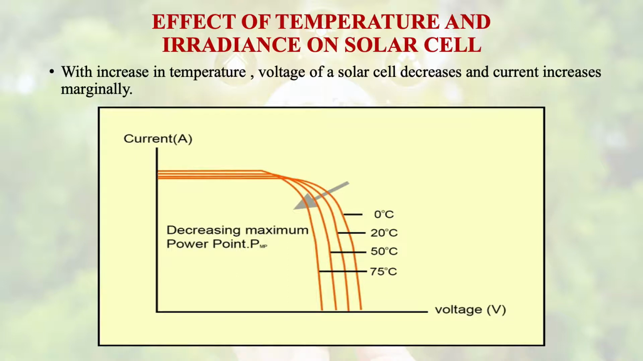Suppose at 20 degrees centigrade you are getting some voltage, or at 25 degrees centigrade you are getting some voltage. At 75 degrees centigrade, the voltage will get decreased by some value. And current increases marginally in that case. So whenever you vary the temperature, it is more affecting the voltage of the cell, and current is being affected marginally. So why is it happening? What is the reason for this?